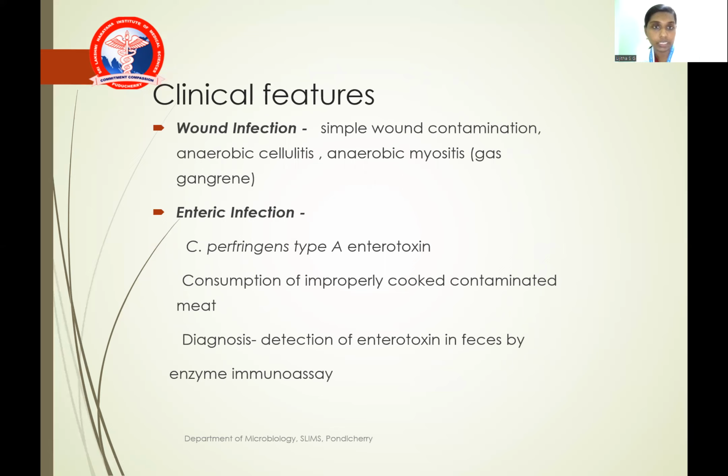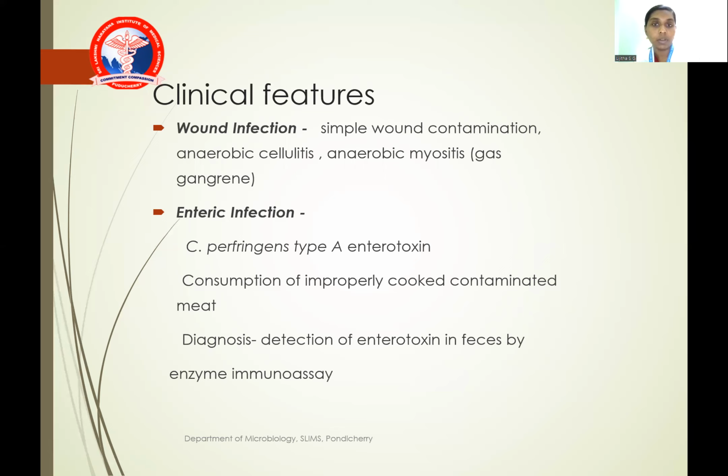Now coming to the clinical features. Clostridium perfringens produces a spectrum of infection. It can produce wound infection, enteric infection, and it can produce other infections like bacteremia, then brain abscess. All these can be caused by Clostridium perfringens. So coming to wound infection, it can be classified into simple wound infection, anaerobic cellulitis, and anaerobic myositis. Anaerobic myositis is also known as gas gangrene.